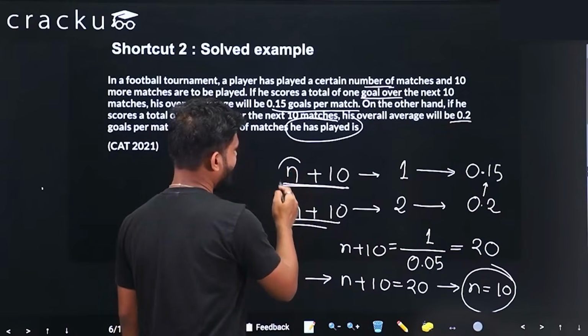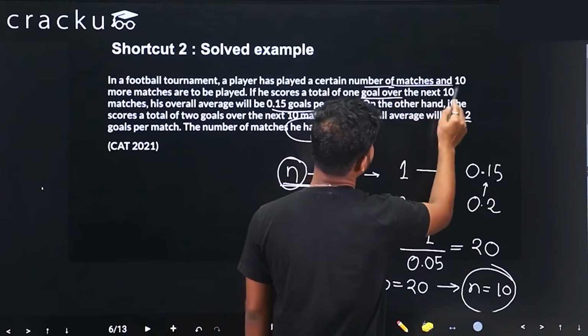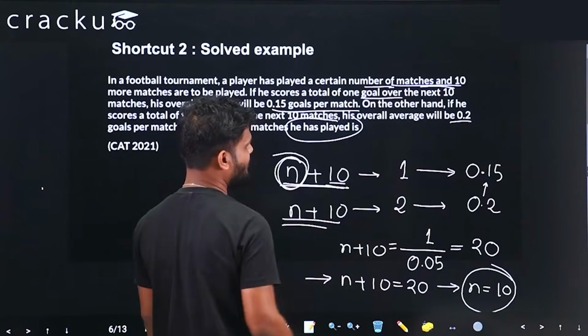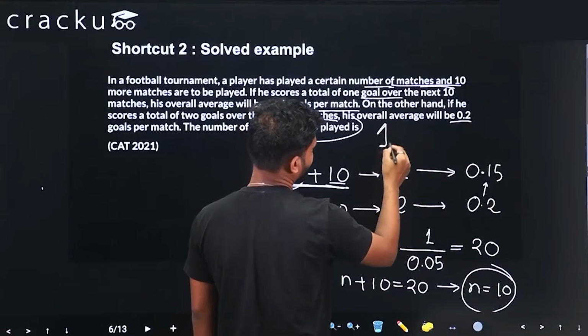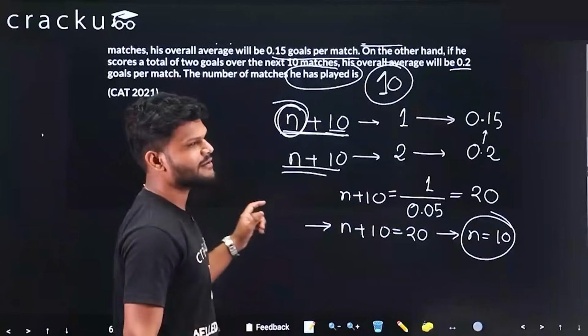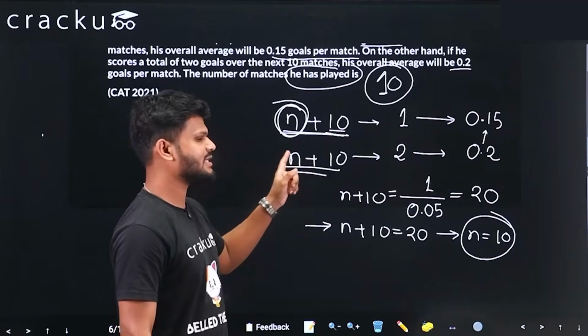He has played n matches only, and what does this 10 indicate? In the next 10 matches. So he has played n matches till now, and what is the value of n? It is nothing but 10. So did we write any equations here? No. We just observed that in both scenarios, the number of total matches remained the same.